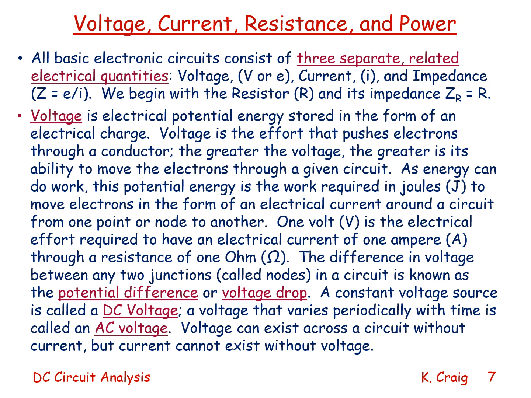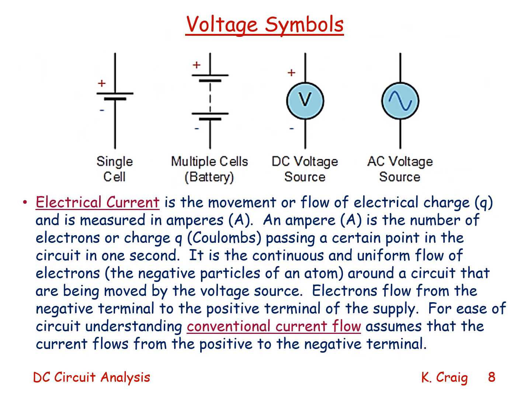The difference in voltage between any two junctions, called nodes, in a circuit is known as the potential difference, or voltage drop. A constant voltage source is called a DC voltage, direct current. A voltage that varies periodically with time is called an AC voltage, alternating current. Voltage can exist across a circuit without current, but current cannot exist without voltage. Here are the voltage symbols: single cell, multiple cells or a battery, DC voltage source, and AC voltage source.